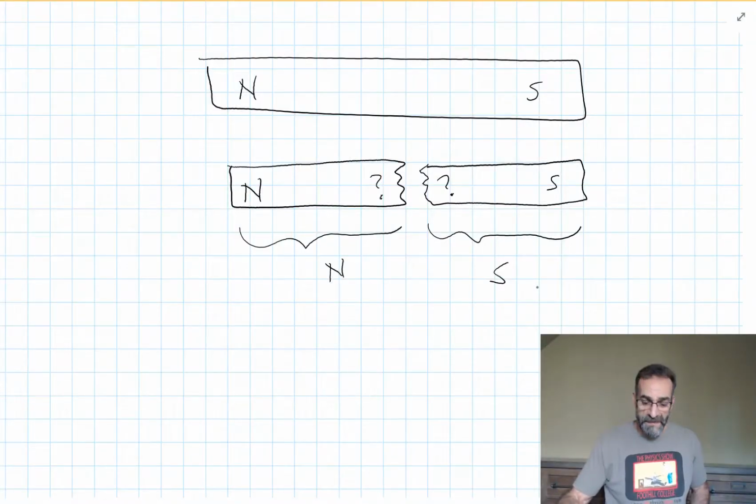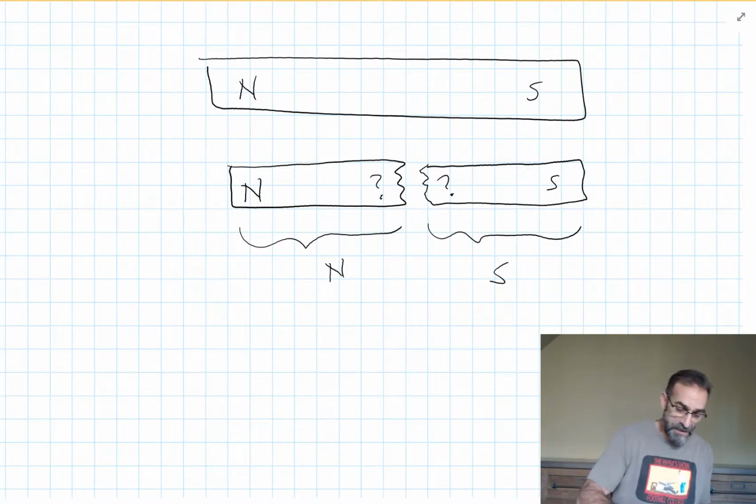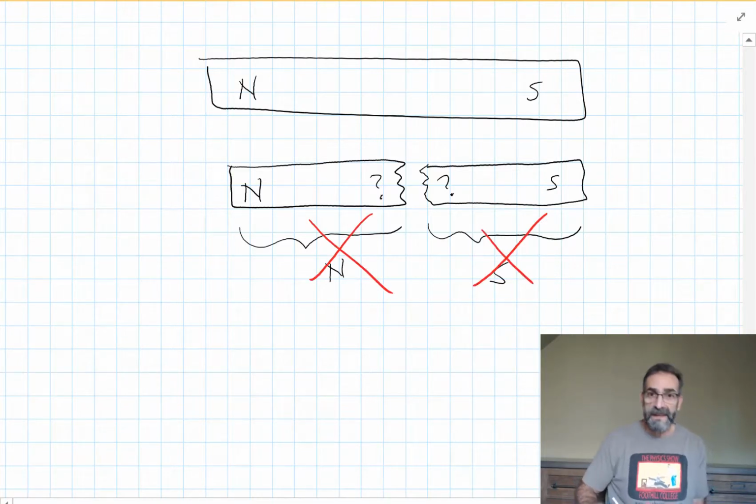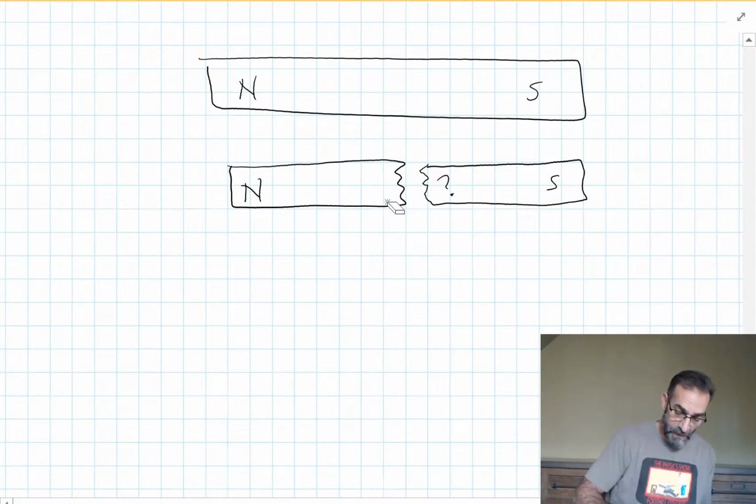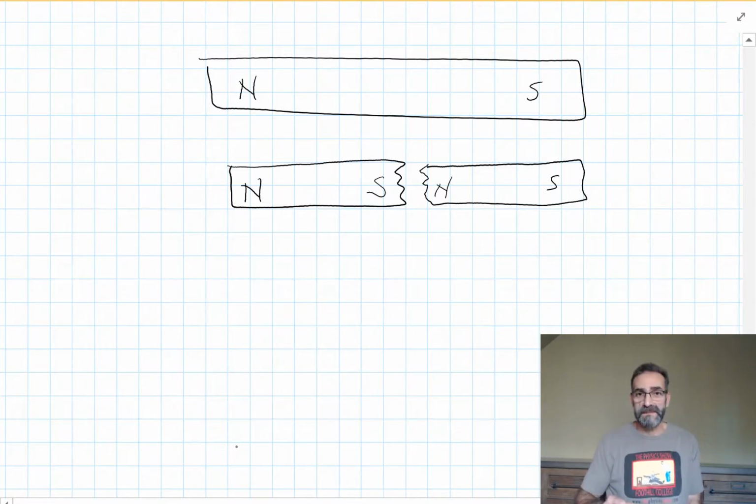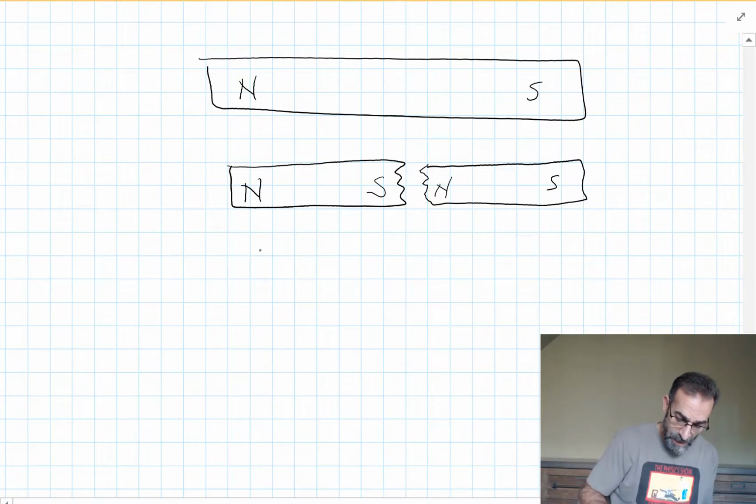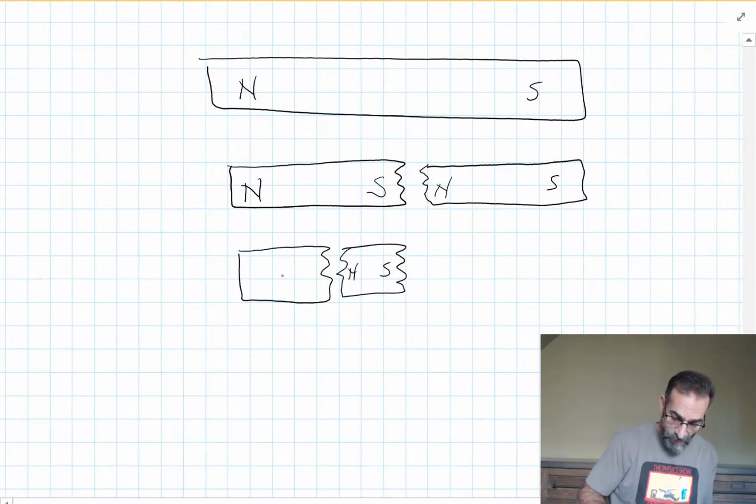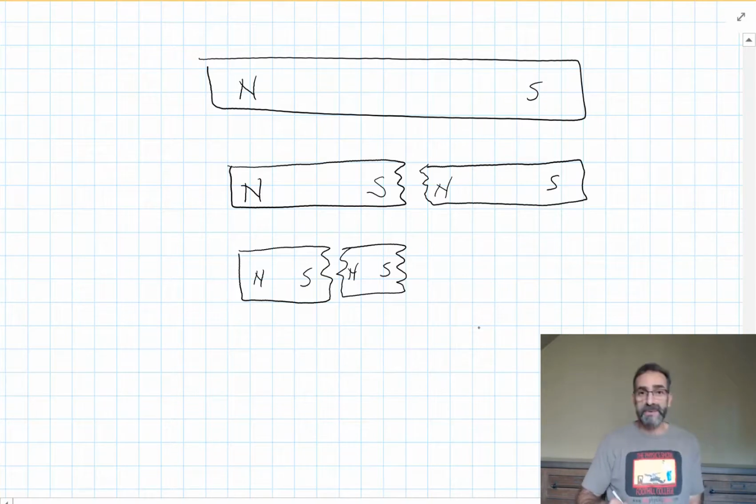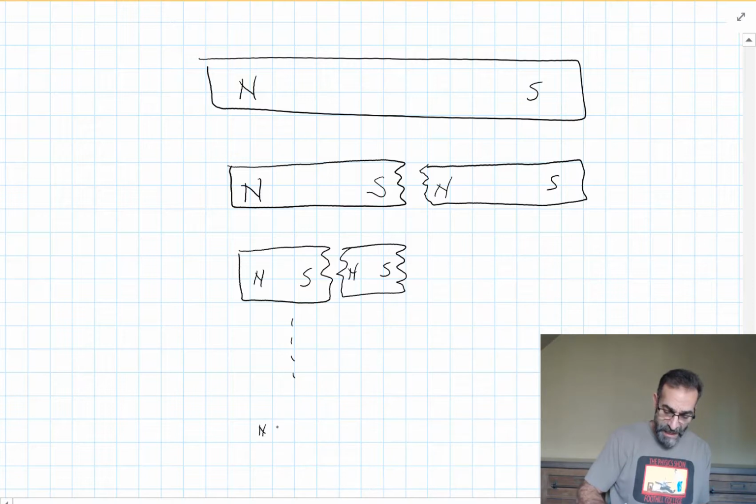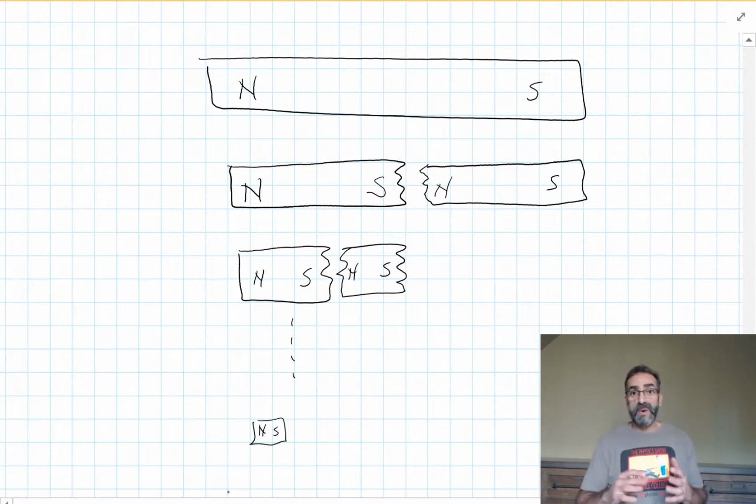As we saw in the video, this is not what happens. We don't isolate all the north poles on one side and all the souths on the other. What happens is we get two smaller magnets with north and south poles. And we can break one of these up, and we get two smaller magnets with north and south poles. And we can keep going. And we always get a north and a south pole together.